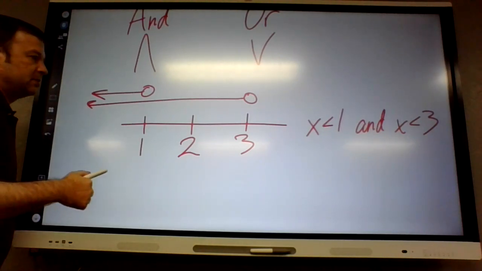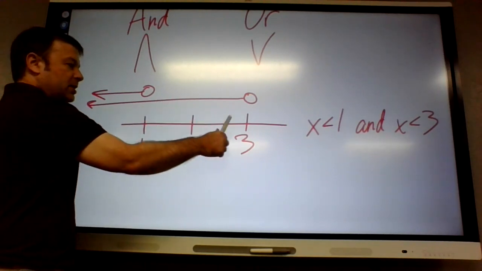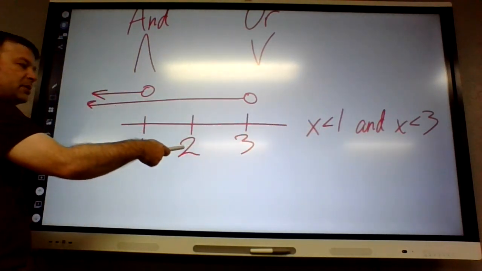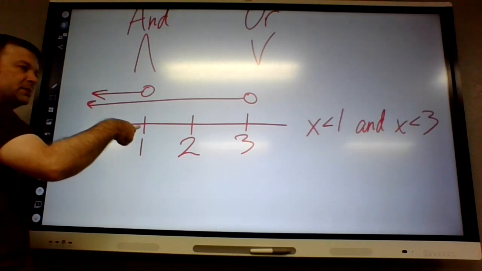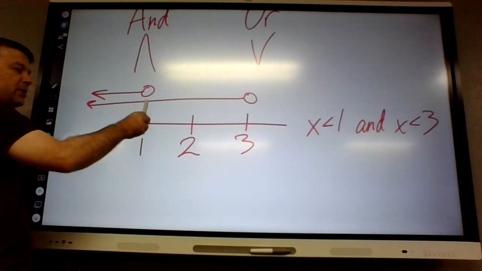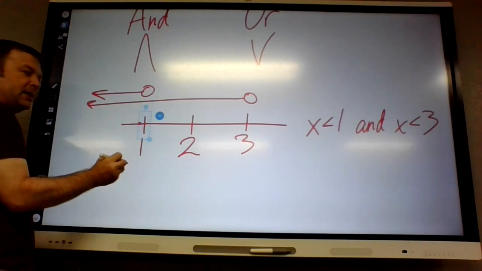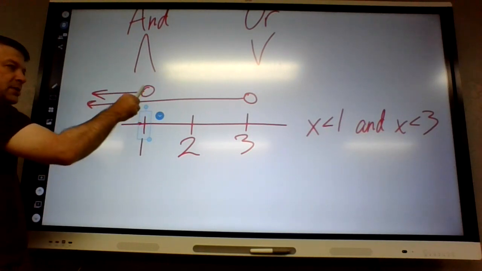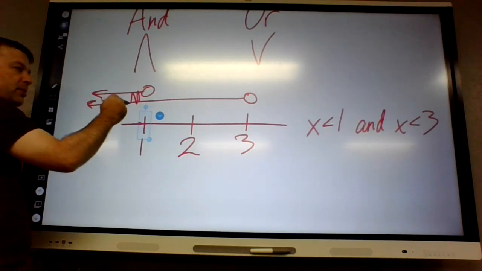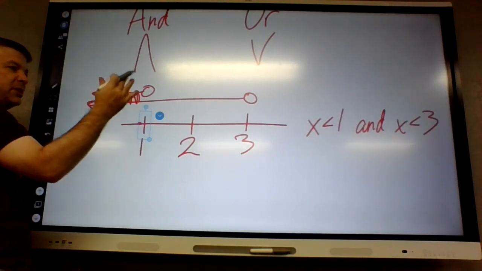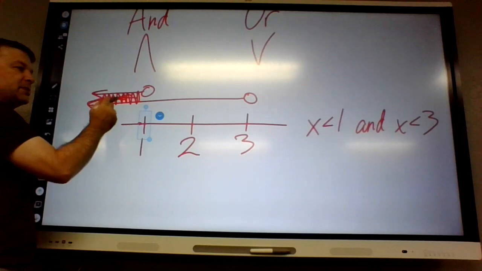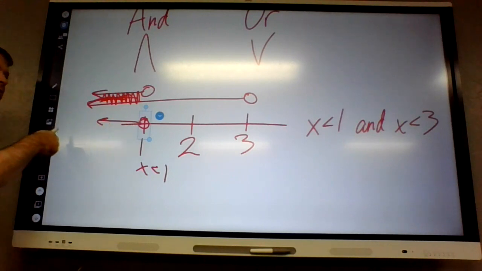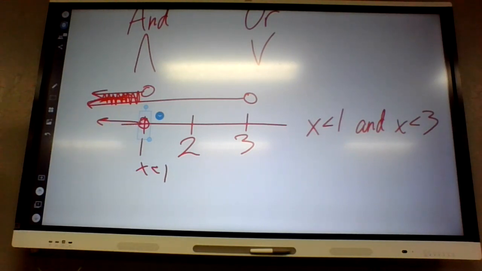1 and 3. Okay, is 2 less than 1? It's only less than 3. Right, is 2 less than 1 and less than 3? No. Is 1 less than 1 and less than 3? No, it's not less than 1. So it's really, is 0.999 less than 1 and less than 3? Yes. So it's really all these numbers right here. When you have an "and" on the graph, where they're both at, because it's got to be this and that, that's the answer. So for the final answer, it would be basically just x is less than 1. So all that. Okay?